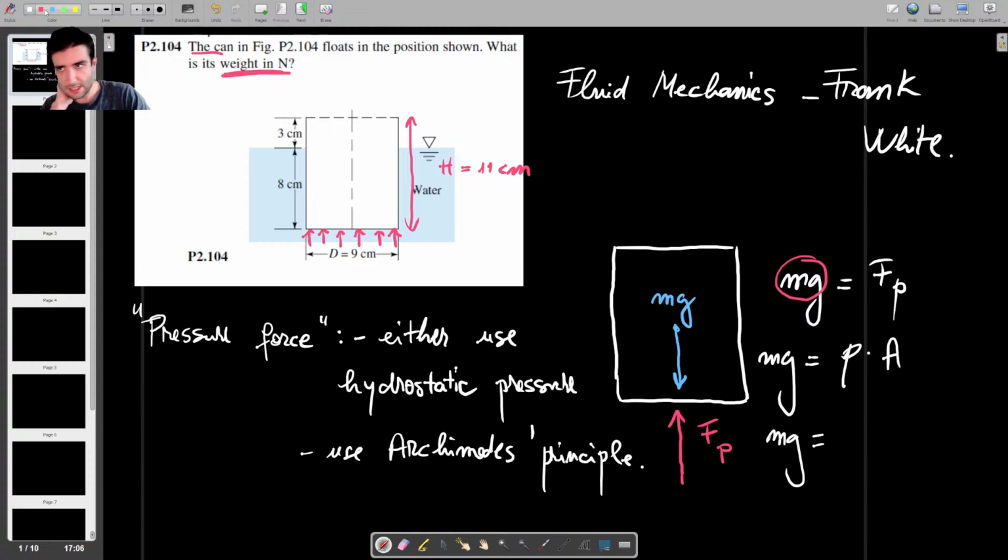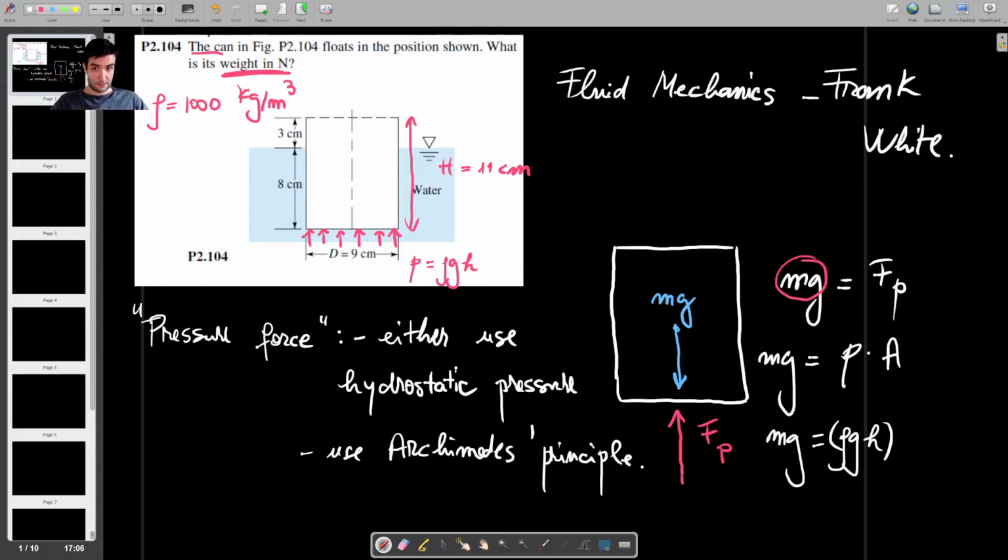times the area. The pressure at the bottom of the can is given by rho g h. And we know what the density is. It's water, so we can say that the density of the water is 1,000 kilograms per meter cubed. And we also know what the area is. So the pressure is therefore going to be equal to rho g h.